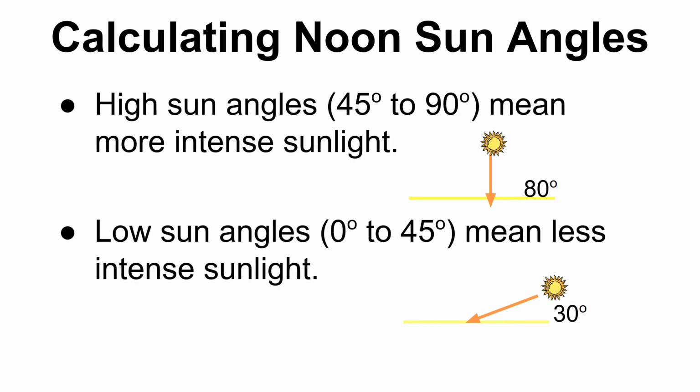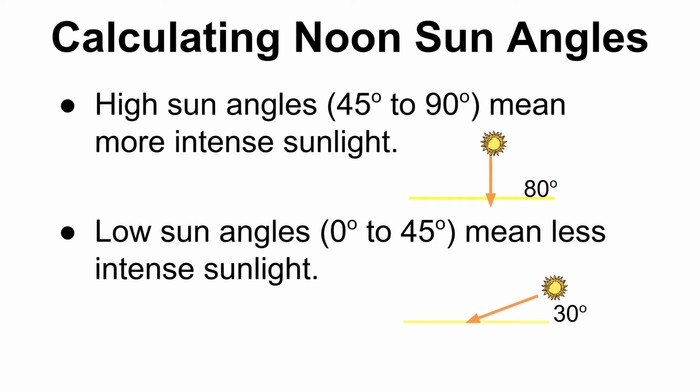Low sun angles mean less intense sunlight. If the sun is lower on the horizon, and this is happening across the seasons, in fact, it happens every day, and you know this. First thing in the morning, last thing in the evening, when the sun is low on the horizon, there's less energy hitting you from the sun as opposed to noon.